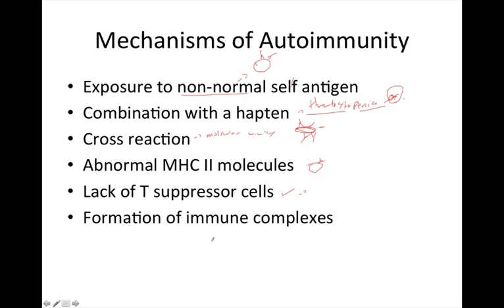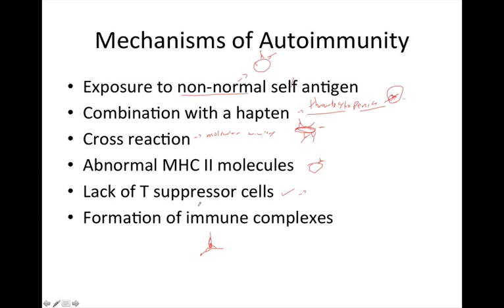Formation of immune complexes. This is essentially when an antibody binds to a pathogen. That's what we call the antigen antibody complex, or an immune complex. However, some of these immune complexes could get stuck in certain areas and then activate complement and then cause inflammation and damage to certain areas.